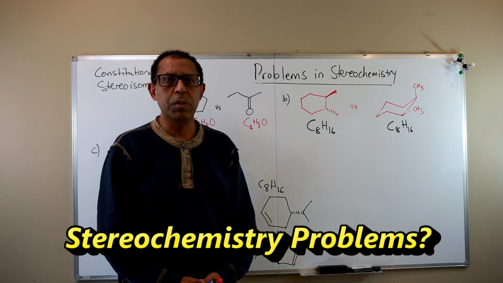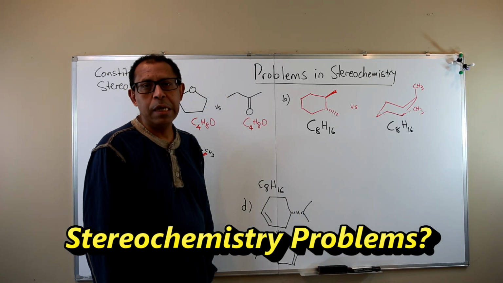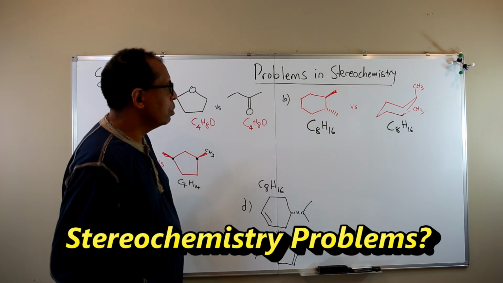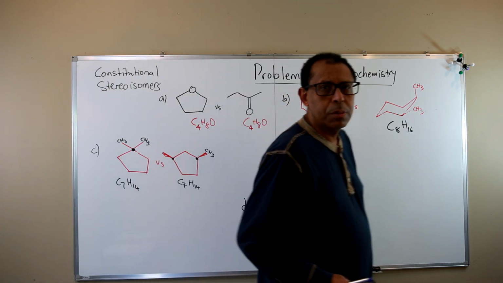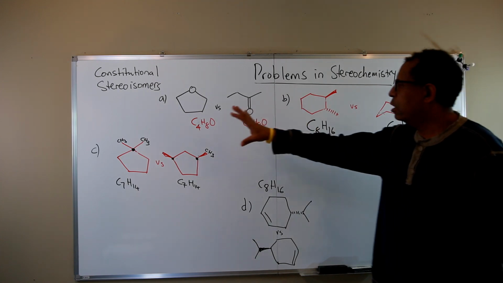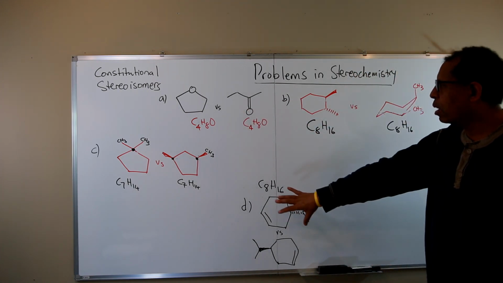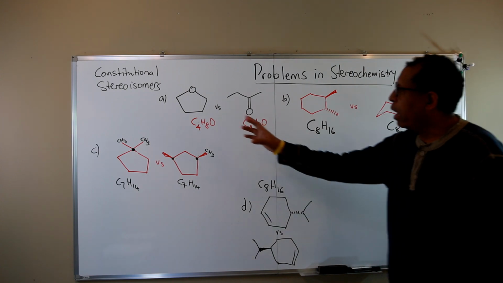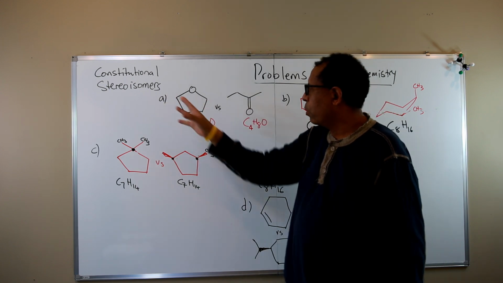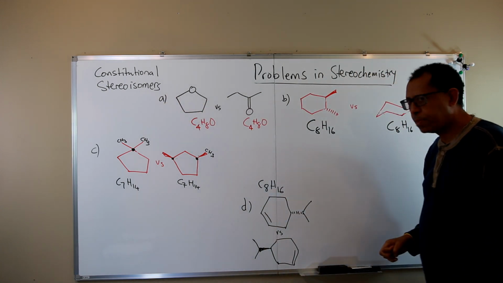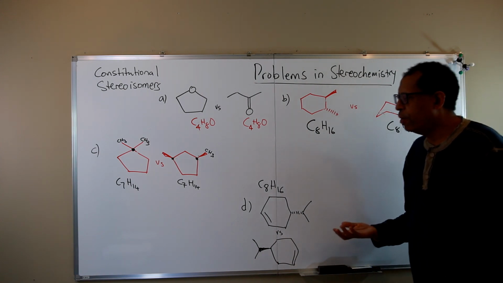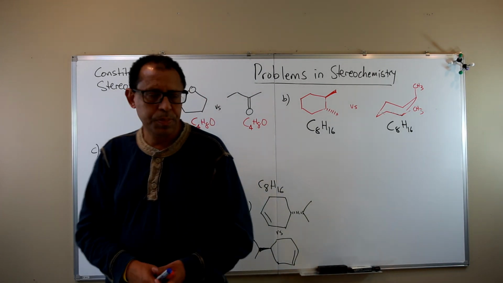Hello everyone, today we're going to solve some problems in stereochemistry. This will help you better understand how to use stereochemical principles to solve some organic chemistry problems. In this problem set, there are 4 pairs that are given, and your task is to identify whether they are constitutional or stereoisomers between the 2 pairs. So this would give you a fundamental understanding of different types of isomers.